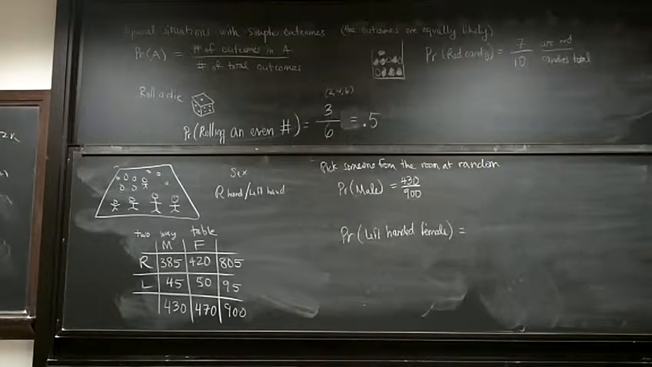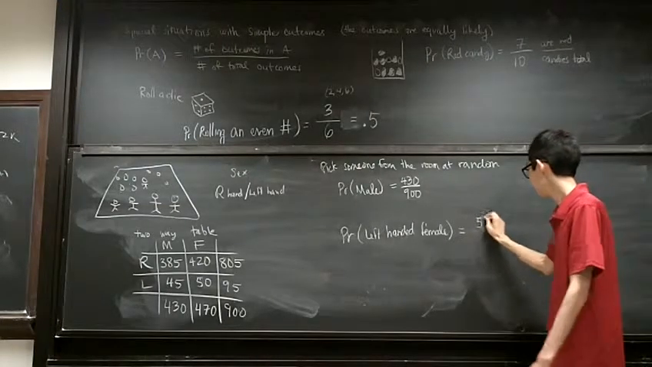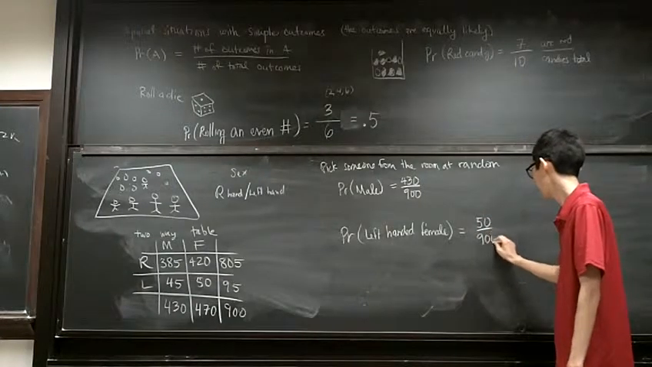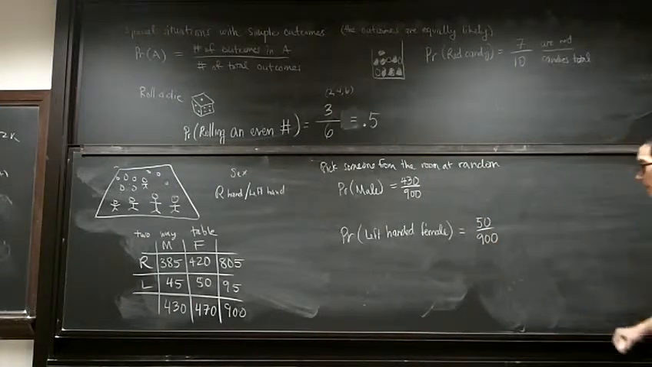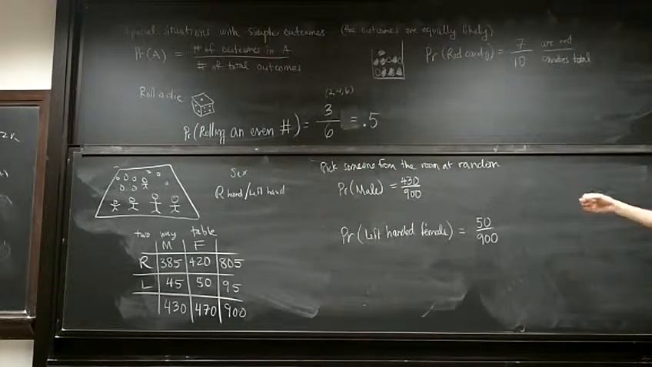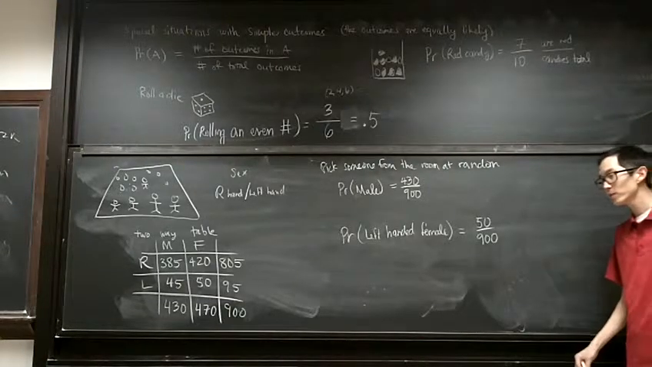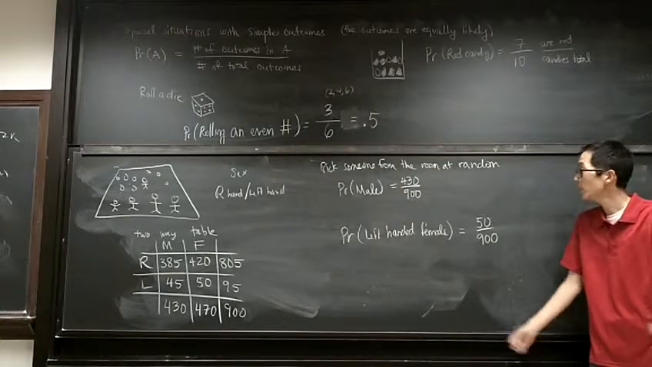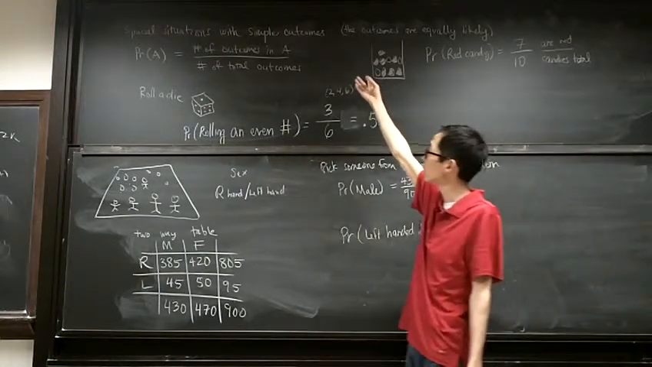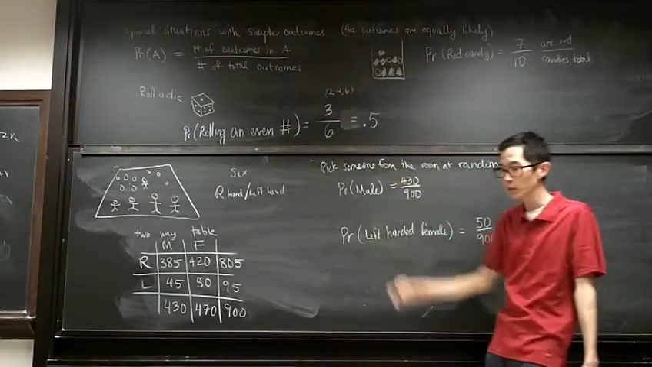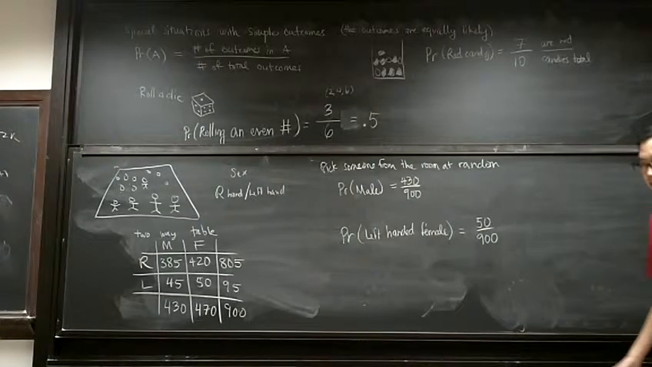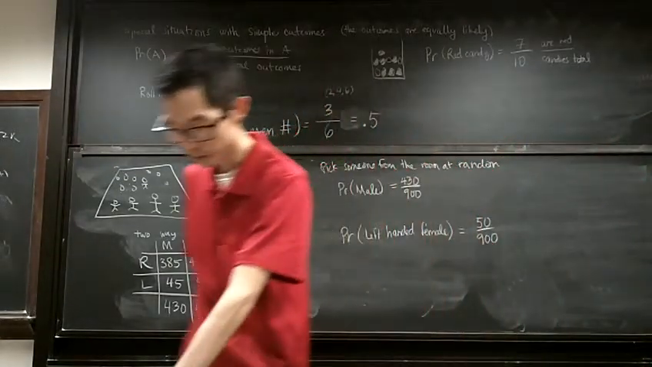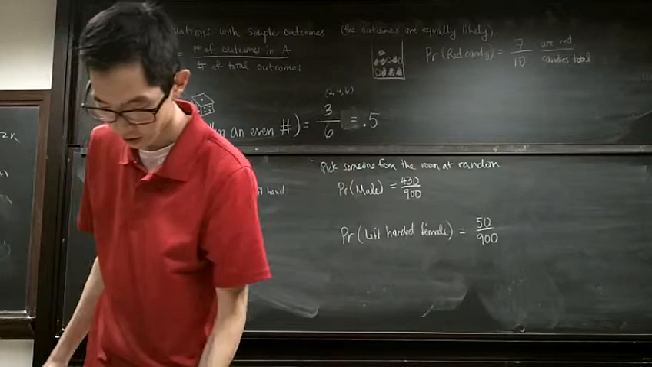50 divided by 900, okay? Because here, I'm still just picking someone at random from the room, 900 people total, and how many people qualify as left-handed females? 50 of them, okay? So it's still number of outcomes in A divided by total number of outcomes. 50 out of 900, is that okay? Okay, great.